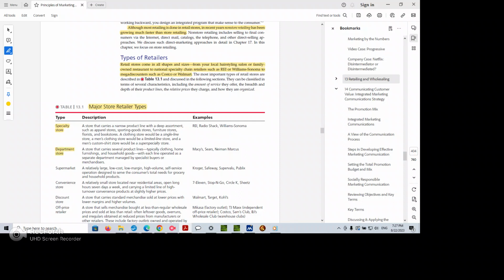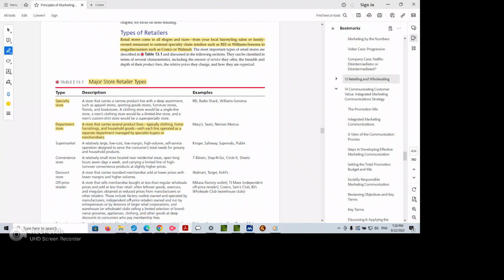Then you have department stores. Okay, and basically that's a store that carries several product lines, typically clothing, home furnishing, household goods, with each line operated as a separate department managed by specialty buyers or merchandisers. Okay. Now this is a general store. Some examples would be Macy's, Sears, Neiman Marcus. For the specialty store, you have REI, Radio Shack, and Williams Sonoma. Now, this is as of 2012 when we published this book. So I don't know if Radio Shack is still in business, but it was iconic at the time.